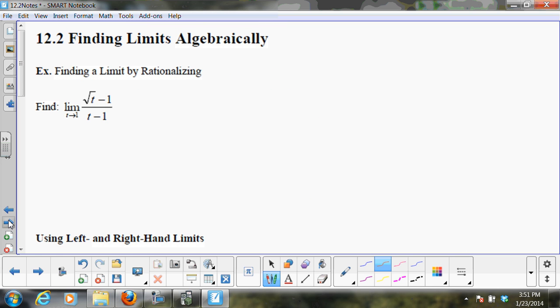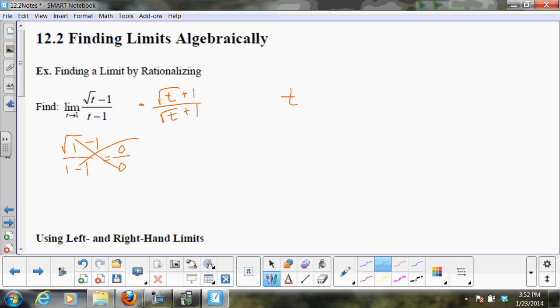All right, if you plug in 1 here, 0 over 0, which means we can't do that. So we have to do something with it. I'm going to multiply it by square root of t plus 1. Yes, we are rationalizing the numerator. It's okay. Things will work out.